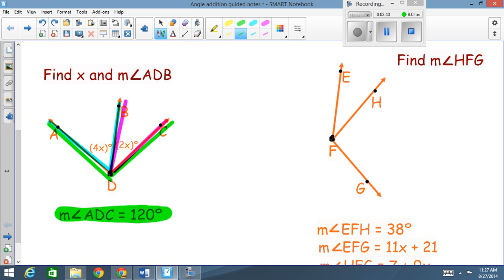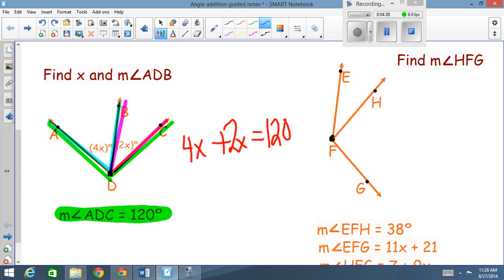One piece of it is 4x. The other piece is 2x. We want to find out what x is. So this becomes an angle addition problem. I'm going to take 4x, which is one piece, add 2x, which is the other piece, and set it equal to the whole thing, which is 120. Piece plus piece equals whole. It's kind of like segment addition. So now I'm going to go ahead and solve this thing.